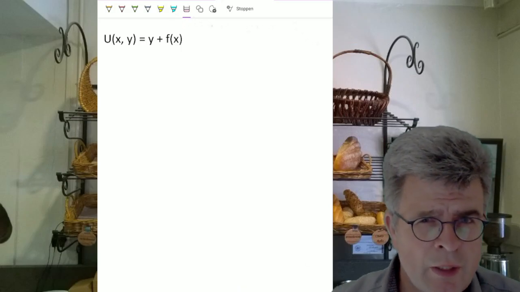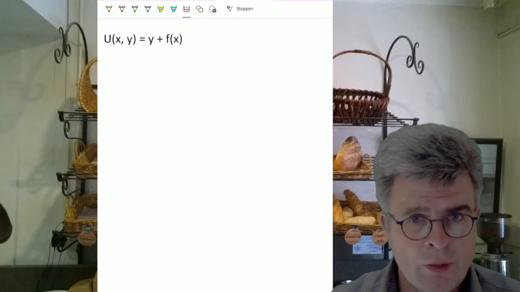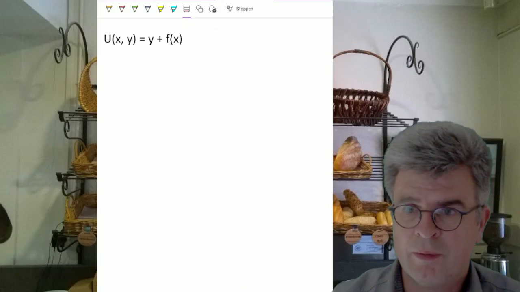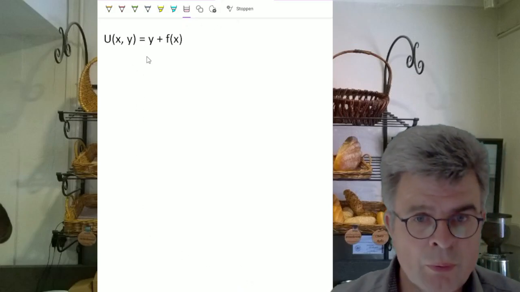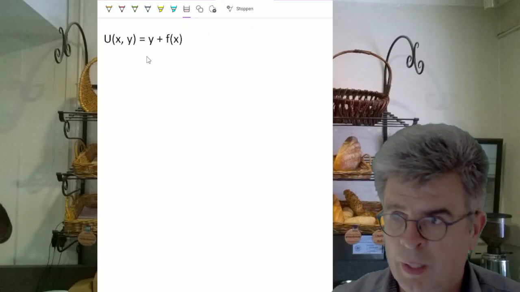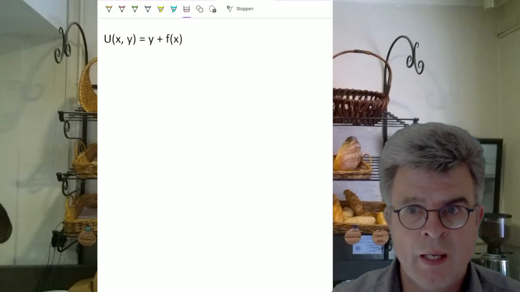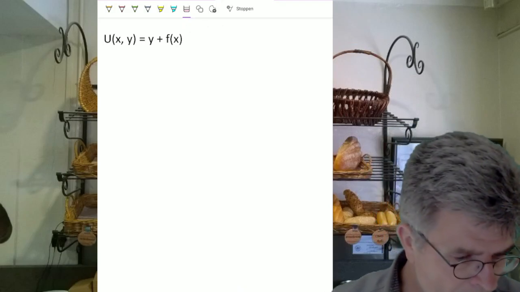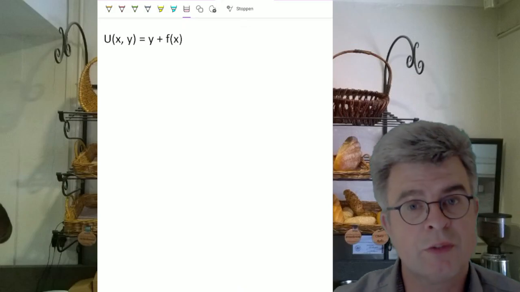Exercise 3.13 is called More on Quasi-Linear Utility. The utility function that is given in the exercise is the one depicted here on top of the screen. It shows the utility that a person derives from consuming two goods, X and Y, and they appear additively in this utility function. The first question is: show that this function is not strictly concave and explain your result.